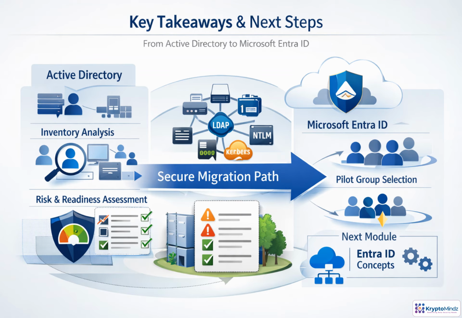A successful migration starts with evidence. Inventory identities, groups, privileges, devices, servers, and apps. Uncover dependencies like LDAP, Kerberos, NTLM, file, print, and hard-coded authentication. Then use risk and readiness to clean up, choose pilots, and prevent failures. Next, we shift to Microsoft Entra ID concepts and the cloud identity model.